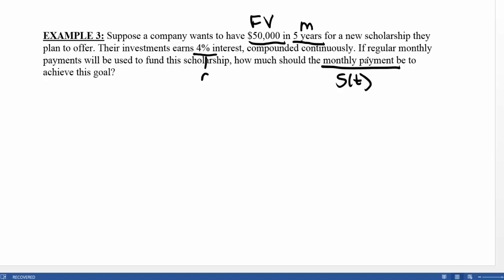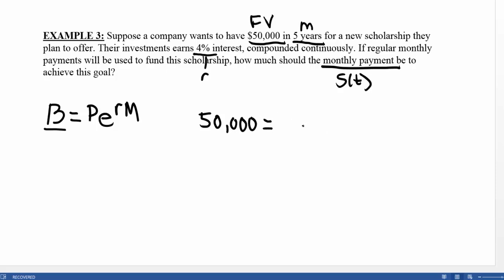So here, because we have future value, we actually have to start with the future value equation and work our way backwards. So when we start with our future value equation, let's remember what that is. We have future value is present value, e to the Rm. Well, what we know is we know our future value needs to be $50,000. We know that our interest rate is 4% and our M is 5 years. So the thing we don't have is our present value, which is not that shocking.